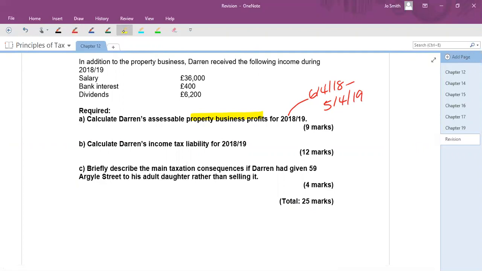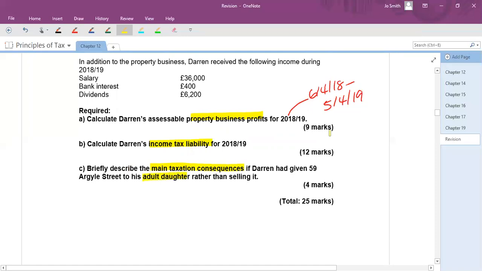The second part, we're then going to use that information to work out Darren's tax liability for the year. So we're going to put the property income together with the other income that he's got. And then finally, a little bit of explanation describing the main consequences if Darren gave away this property to his daughter rather than selling it.